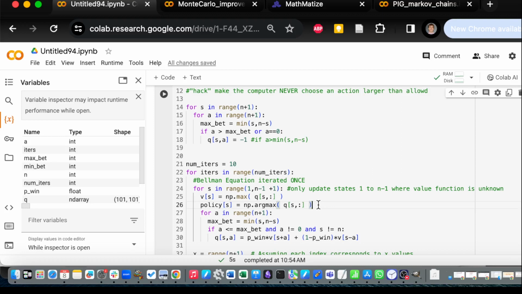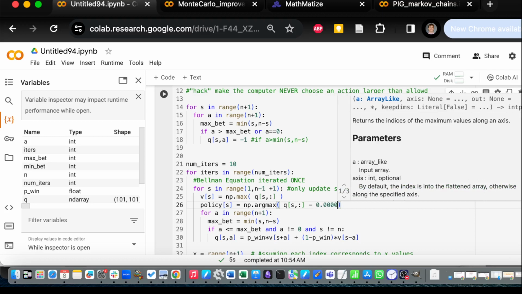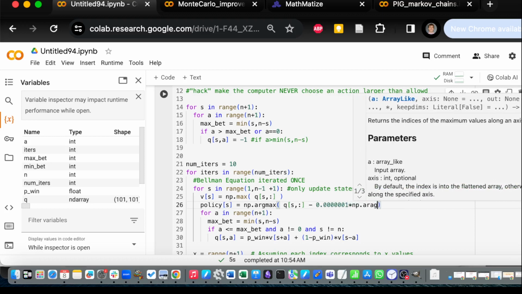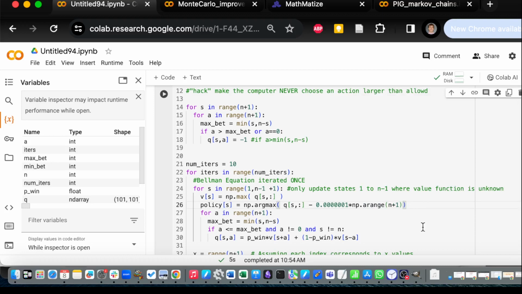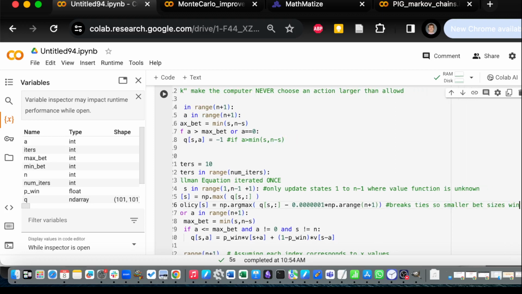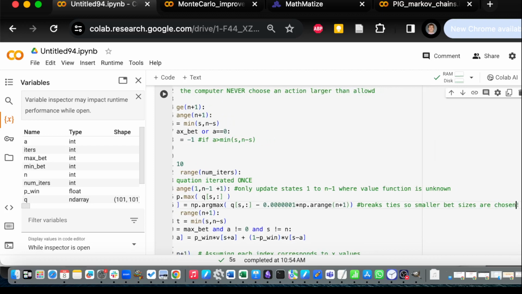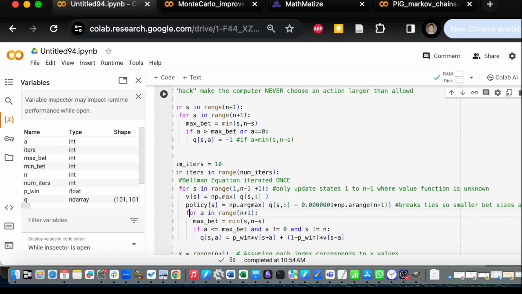So I'm going to do a little ninja jujitsu, another hack, okay? I'm going to subtract off 0.00001 times np.arange n plus 1. And so what I've done is I have subtracted off a tiny little bit from each entry based on how big it is. The bigger entries get more subtracted, the lower entries get less subtracted. And that way when there's a tie, it will pick the smaller bet size. So this breaks ties so smaller bet sizes are chosen. Okay? So it's a little hack, but that should give us the policy.